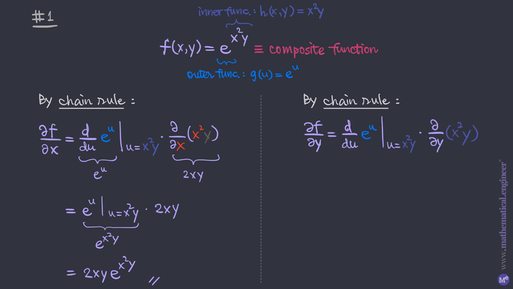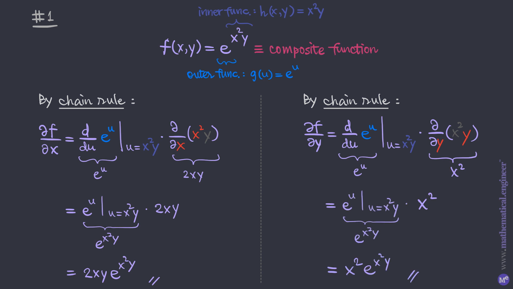Again, we start with chain rule. The first part is just the same as before, only the second part is slightly different. Here, we have the partial of the inner function with respect to y. So holding x constant, we factor x squared out of the partial, and we end up with an ordinary derivative of y with respect to y, which is 1. So the second part is x squared. Multiplying the two parts, we have x squared times e to the power of x squared y.